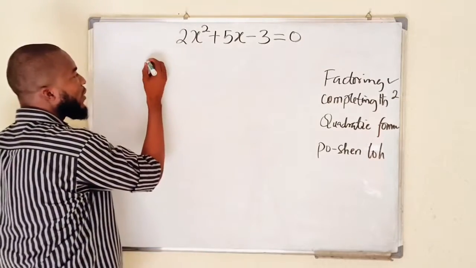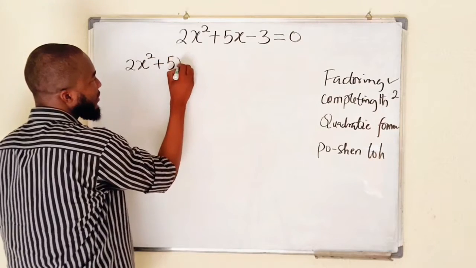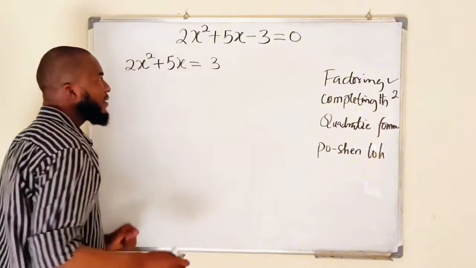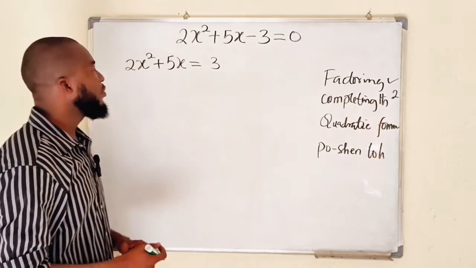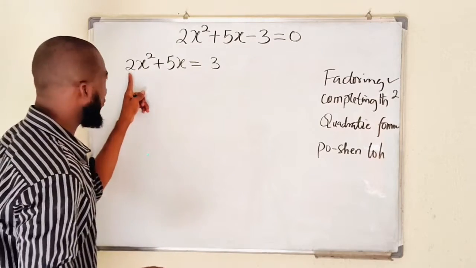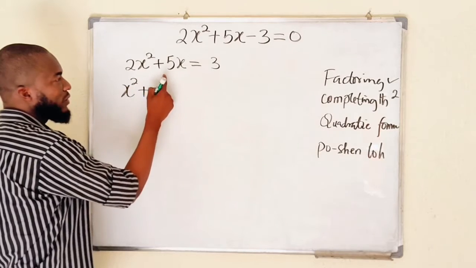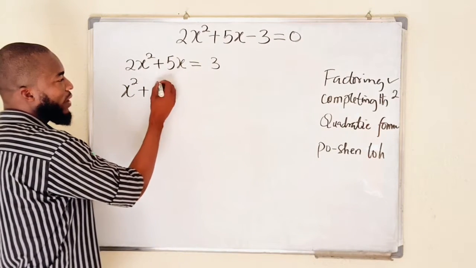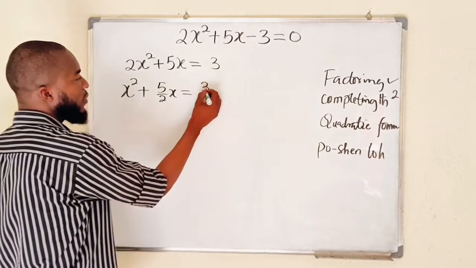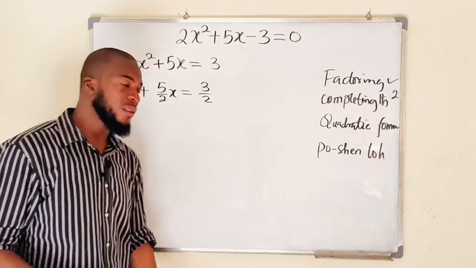So once you do that, you have 2x squared plus 5x equals, the sign will change to positive 3, right? Next, we're going to divide every single term by the leading coefficient 2. Divide this, you have x squared plus 5 over 2x equal to 3 over 2. We have divided every single term by the leading coefficient.